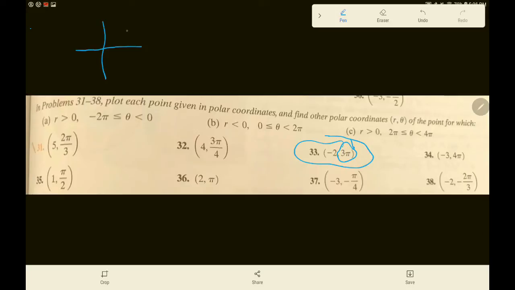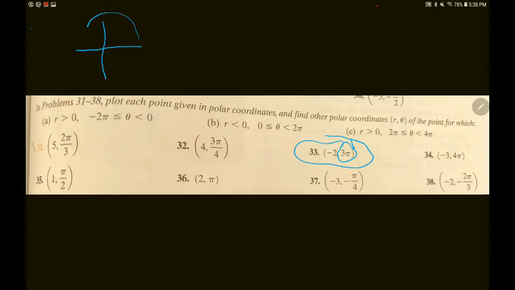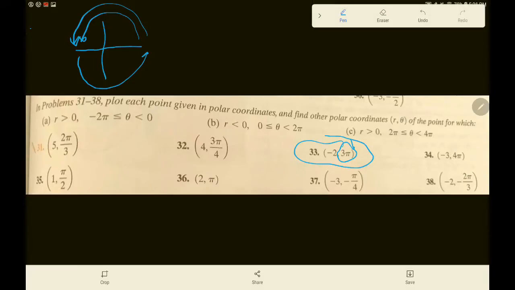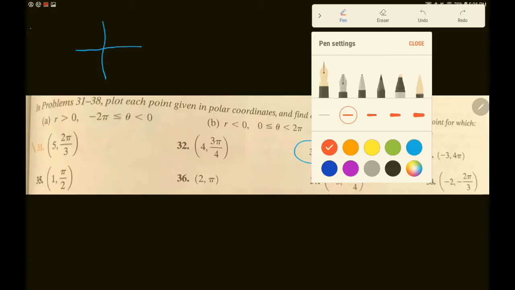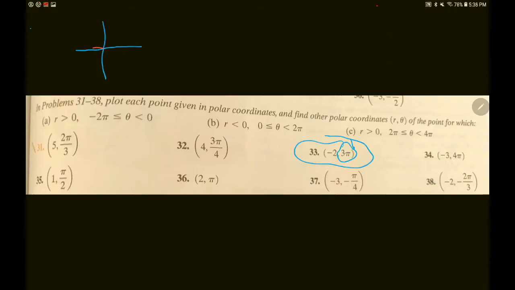3 pi, well, 180 degrees around the circle is pi, and then all the way around is 2 pi. So then we keep going. 3 pi is that 180 degree angle after we've gone around the circle 1.5 times. So let me get this red. So the angle 180 or 3 pi is this angle.